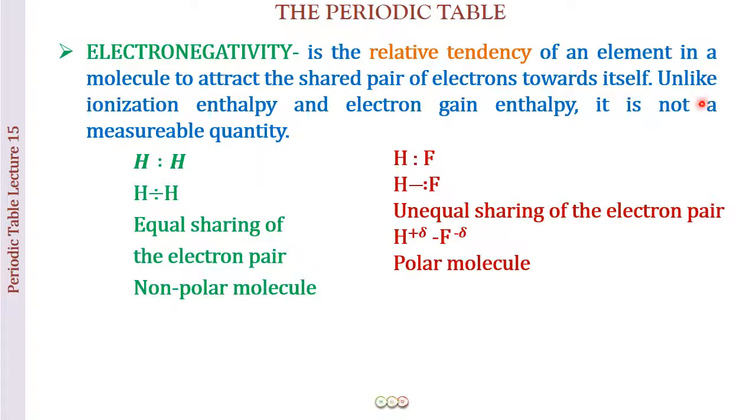And now when we say that unlike ionization enthalpy and electron gain enthalpy, this is not a measurable quantity, what we mean is that we cannot measure directly the electronegativity values of an atom. Because this is just a tendency for the electron pair to move towards one element out of the two which are forming a molecule, right? So this is going to be a qualitative term, not a quantitative term, unlike ionization enthalpy and electron gain enthalpy, where we can actually measure the energy changes that are happening.